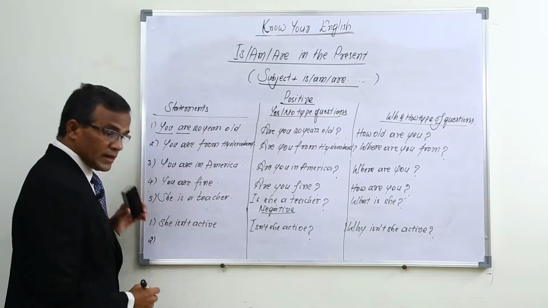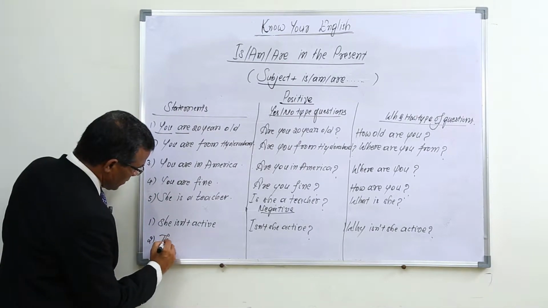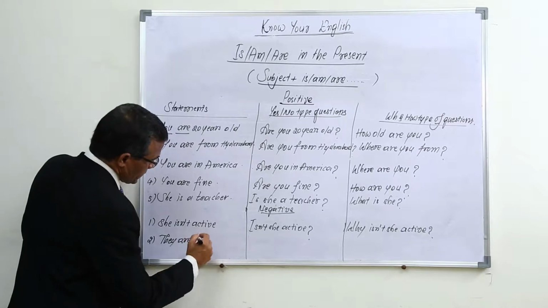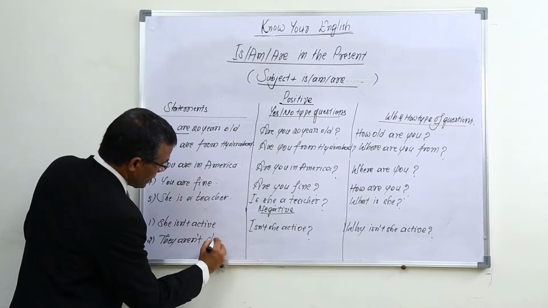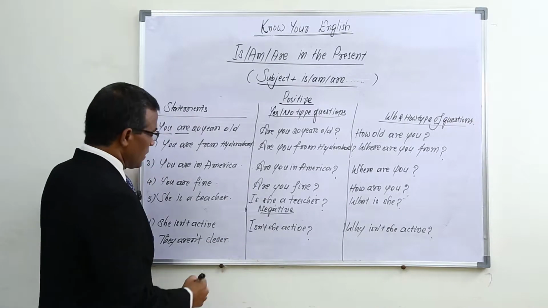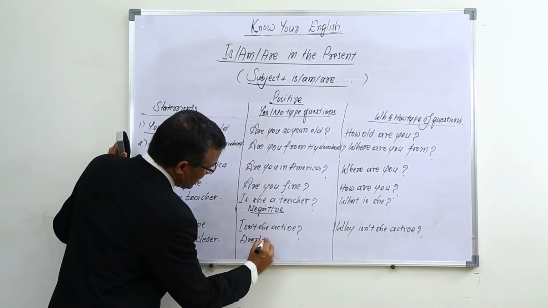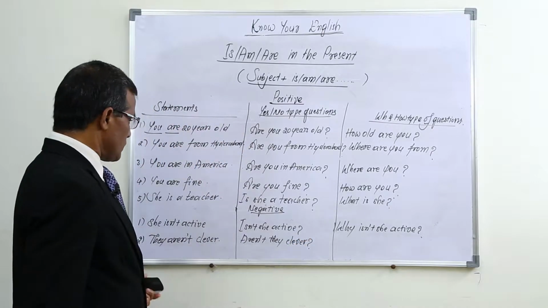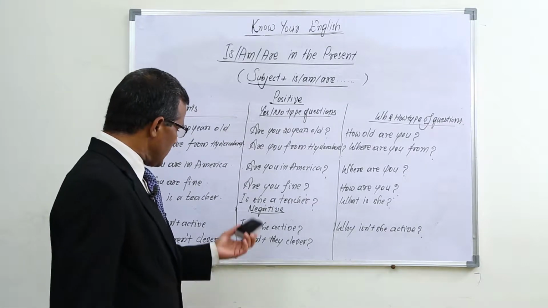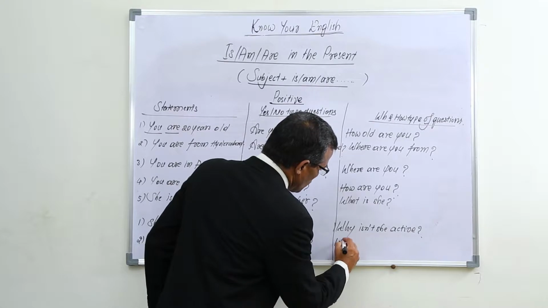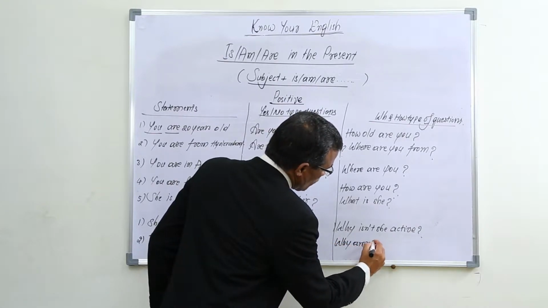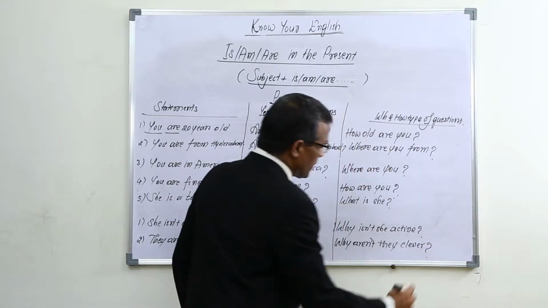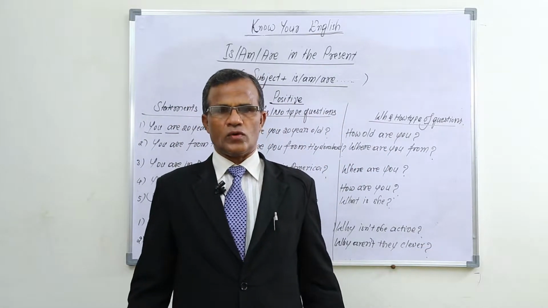One more example I want to give and conclude this one. They aren't clever. Simply, aren't they clever is the question. We can't use why aren't they clever, like that. If there is a possibility, there is a chance to use why aren't they clever. So in this way we can put questions. By this we have concluded the is-am-are structure.